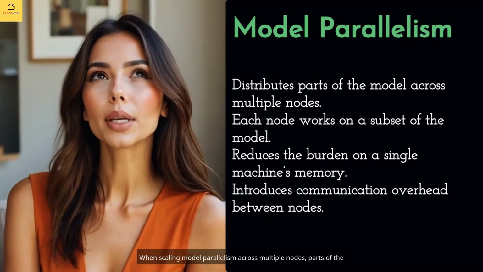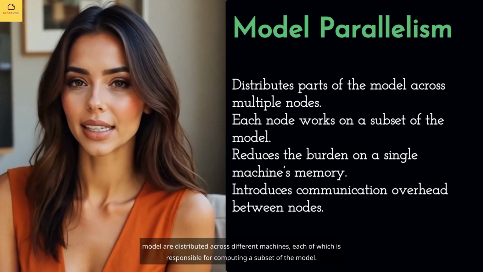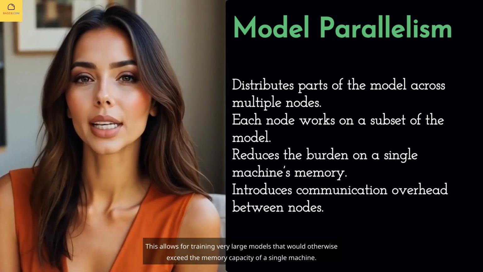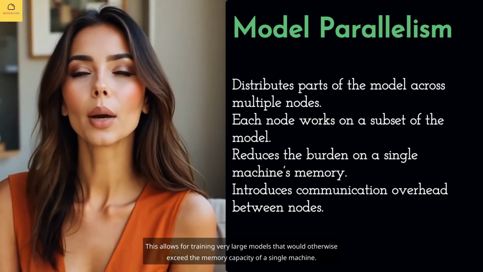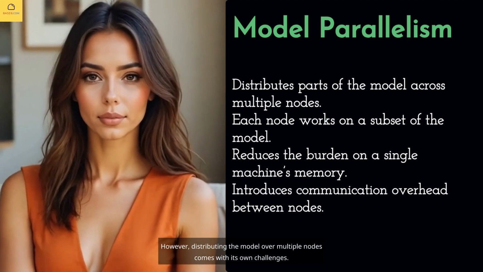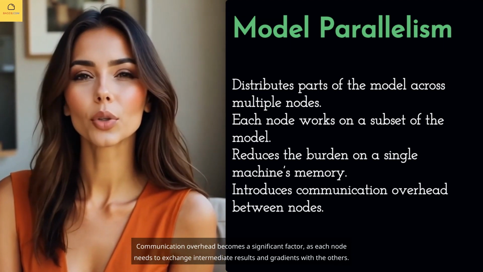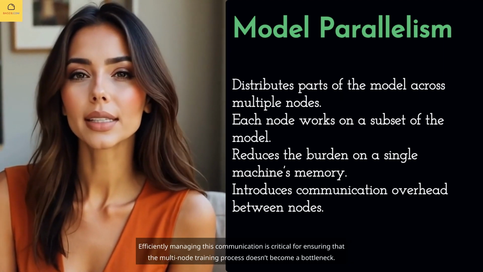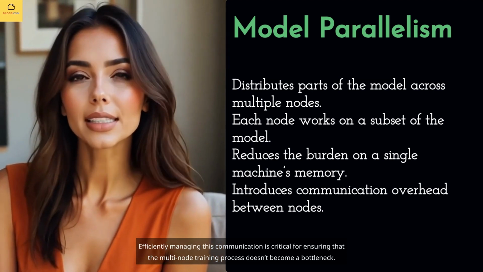When scaling model parallelism across multiple nodes, parts of the model are distributed across different machines, each of which is responsible for computing a subset of the model. This allows for training very large models that would otherwise exceed the memory capacity of a single machine. However, distributing the model over multiple nodes comes with its own challenges. Communication overhead becomes a significant factor, as each node needs to exchange intermediate results and gradients with the others. Efficiently managing this communication is critical for ensuring that the multi-node training process doesn't become a bottleneck.